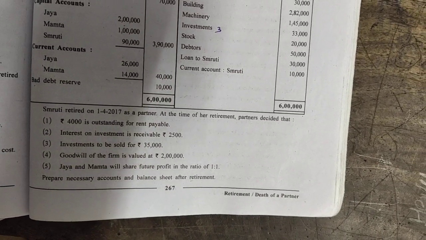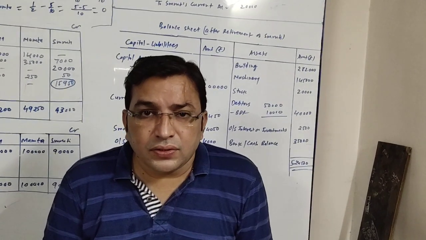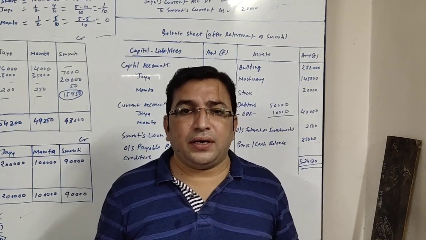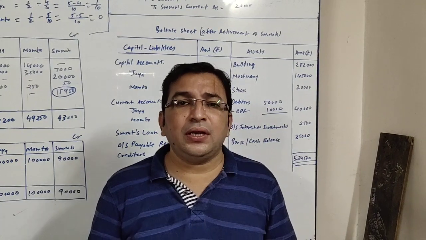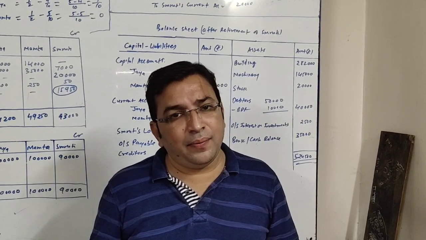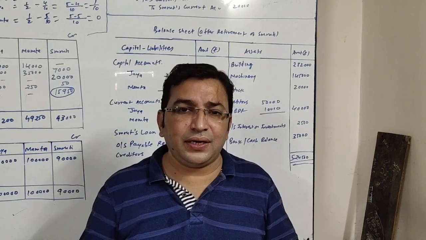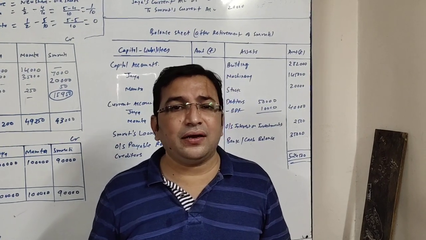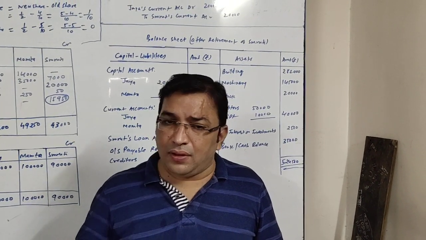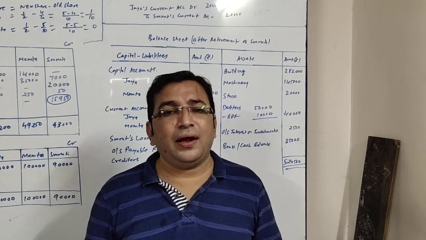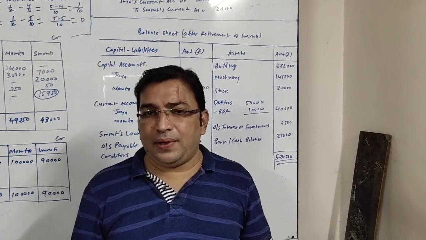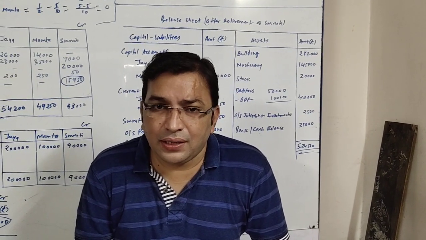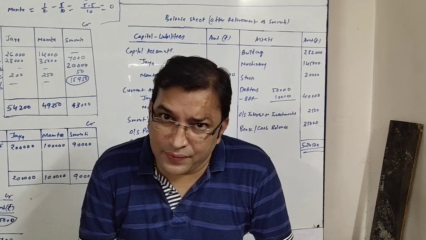Now we will have to make the current account also, because current account balances are given. So in total 4 accounts we will be making, and a balance sheet after the retirement of the retiring partner, who is Smruti. So the revaluation account, partners' current account, partners' capital account, bank cash account and balance sheet we will be making. Okay, now let us go through the adjustments and put a tick mark near the affected items of adjustment.